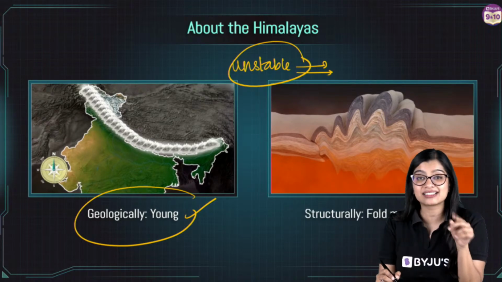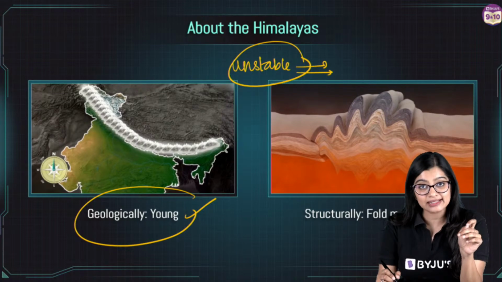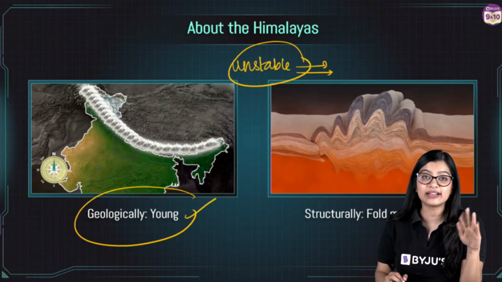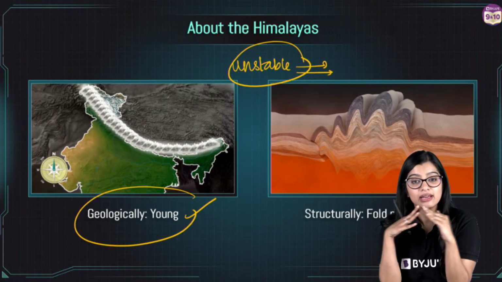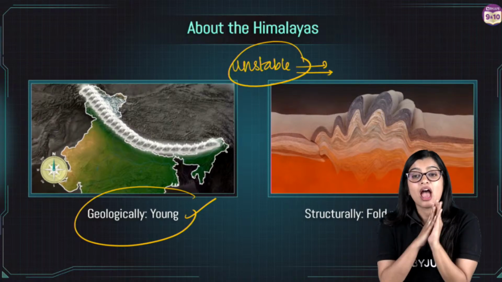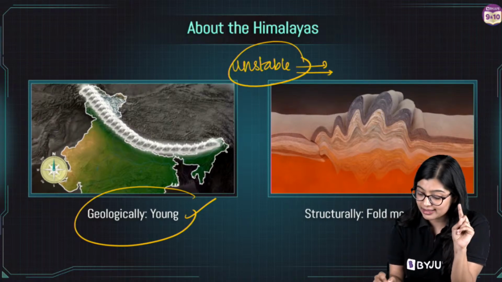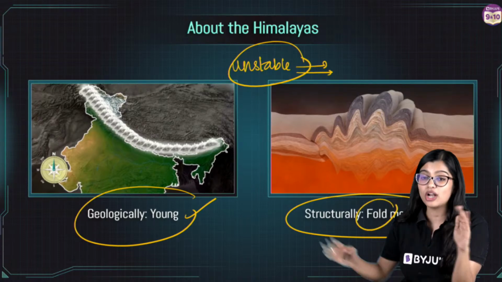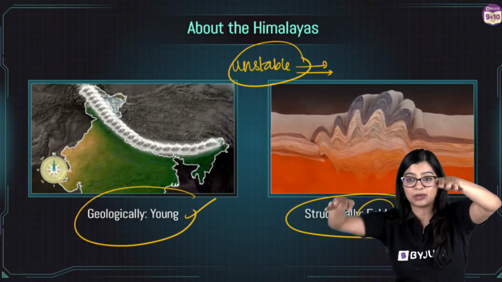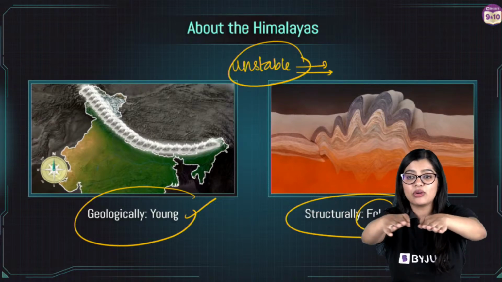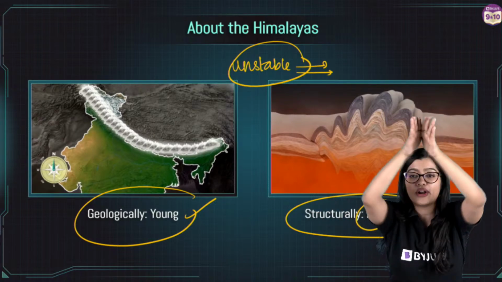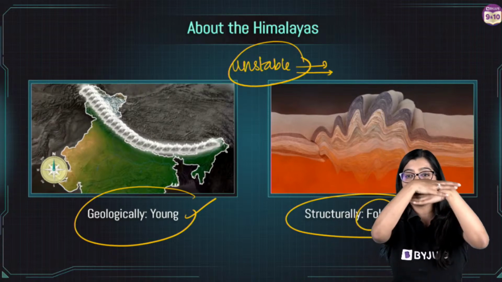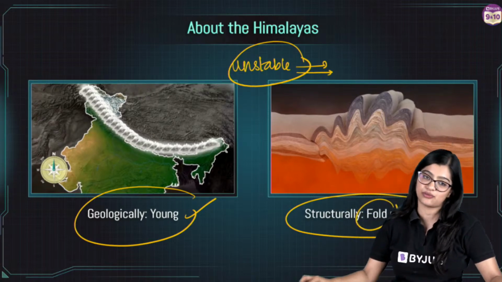That means that they are still forming. Your Himalayas, they are still forming. It is not like the Himalayas have stopped growing. They are still growing. I have explained why it is called young: young because of the geological age. Why is it fold? Because when the plates came together, they collided and they folded on top of each other, resulting in its formation.